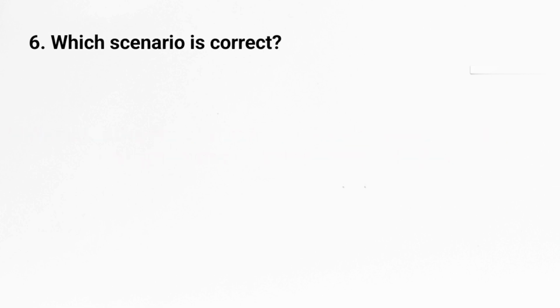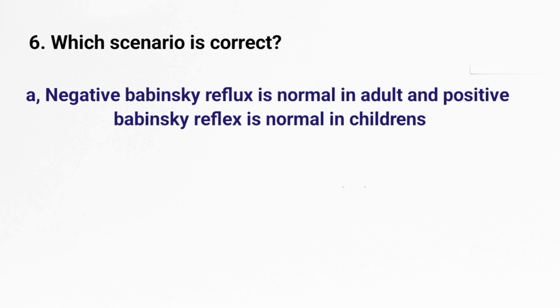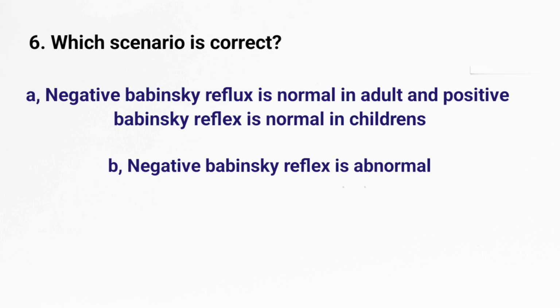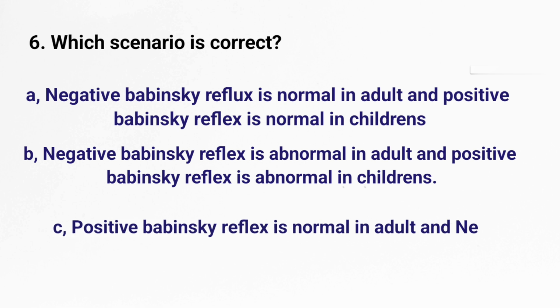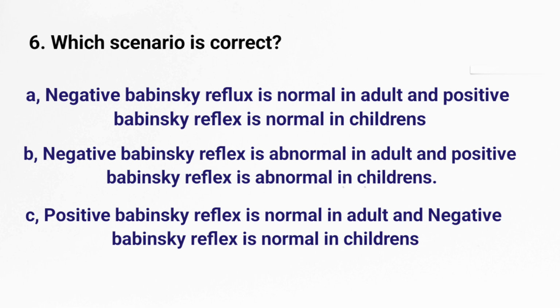Question number 6. Which scenario is correct? Option A. Negative Babinski reflex is normal in adults and positive Babinski reflex is normal in children. Option B. Negative Babinski reflex is abnormal in adults and positive Babinski reflex is abnormal in children. Option C. Positive Babinski reflex is normal in adults and negative Babinski reflex is normal in children. Option D. None of the above. And the answer is option A. Negative Babinski reflex is normal in adults and positive Babinski reflex is normal in children.